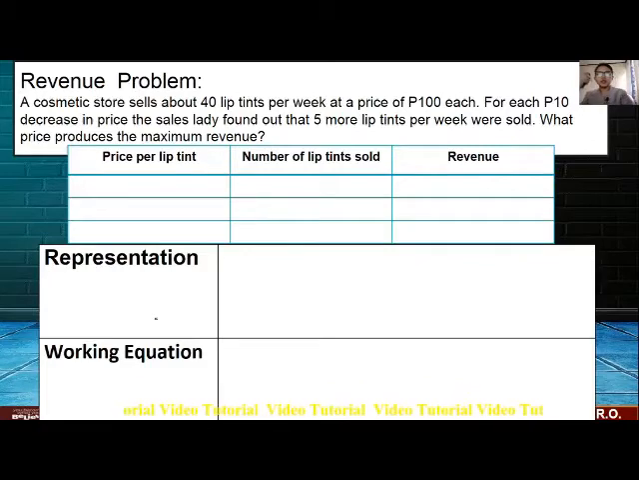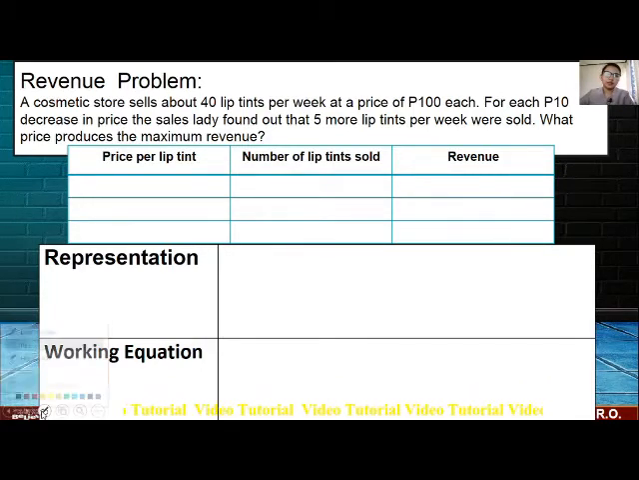Let's discuss the second problem, which is a revenue problem. So it has something to do with sales and products. A cosmetic store sells about 40 lip tints per week at a price of 100 pesos each. For each 10 peso decrease in price, the sales lady found out that 5 more lip tints per week were sold. What price produces the maximum revenue?